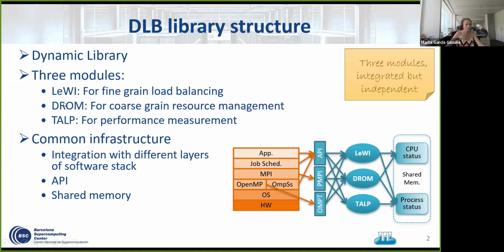We have another module, DROM, that is used for more coarse-grain resource management between MPI processes also. And then the last module that was added is TALP, which is for performance measurements. We will today focus on this module. The nice thing is that they are all integrated in the same library. They can collaborate. The different modules work together well, but they are independent, so you can enable one module without the other. And they share the same infrastructure, the same shared memory, and the APIs.